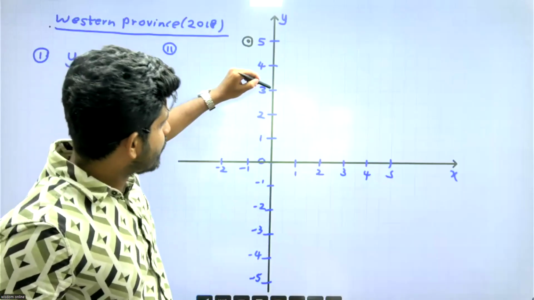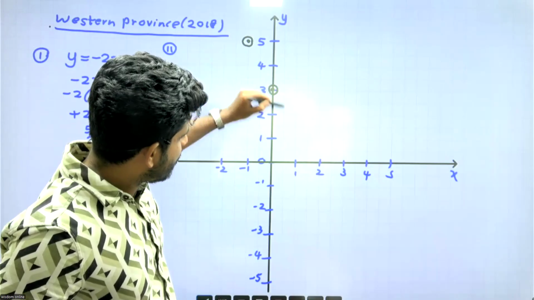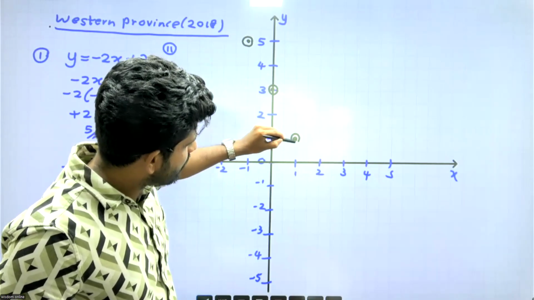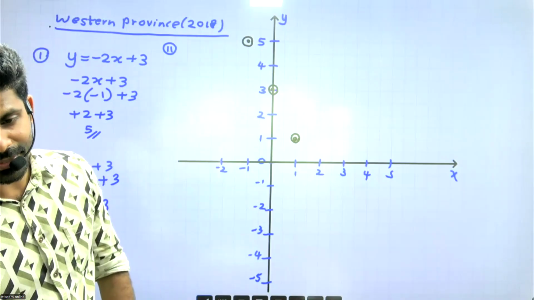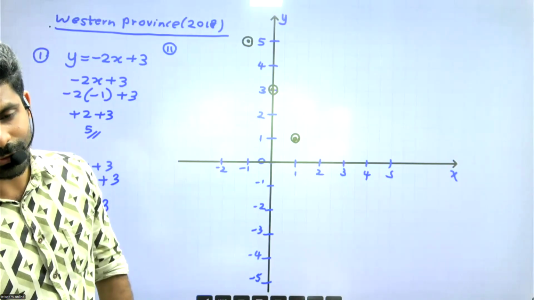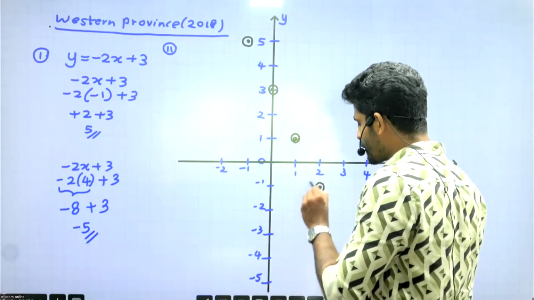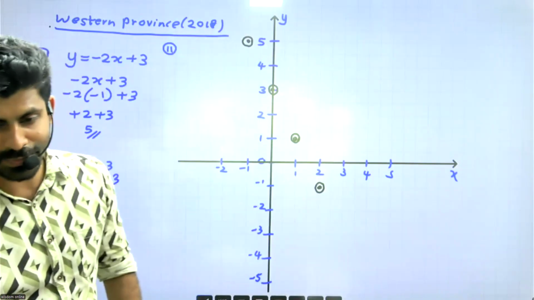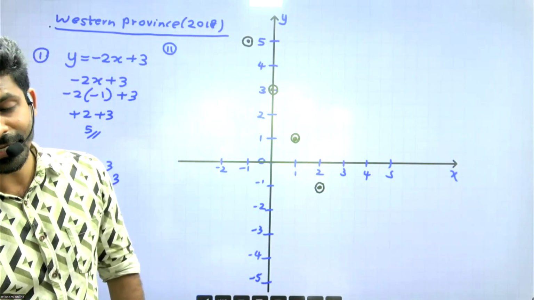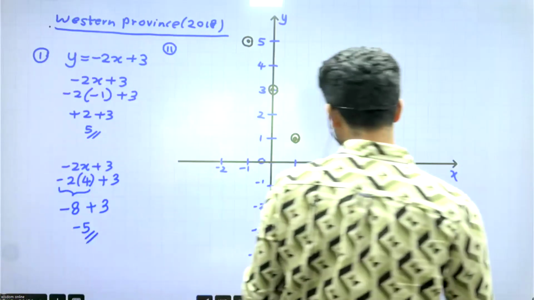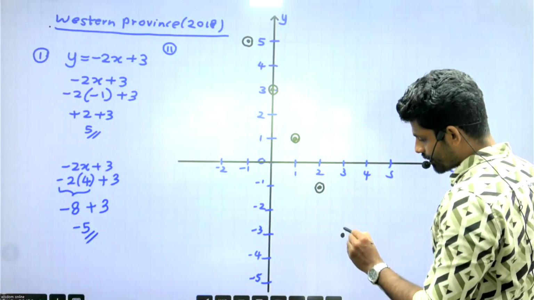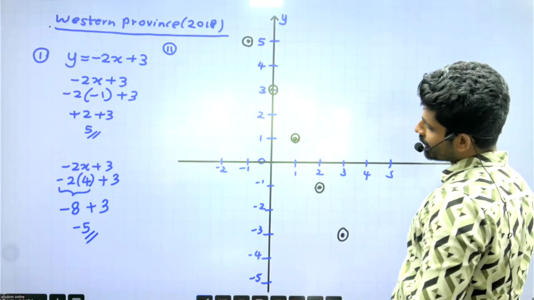0 to 3. 1 to 1. 2 to minus 1. 3 to minus 3. Right?